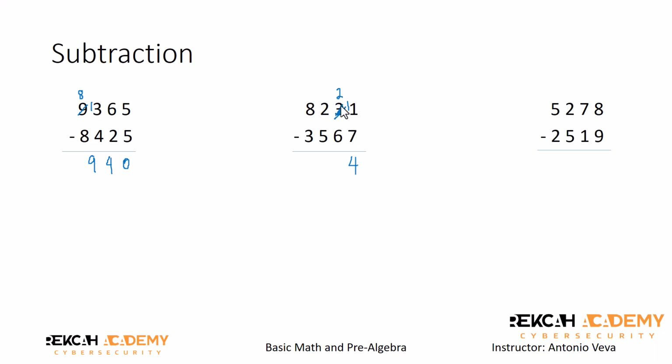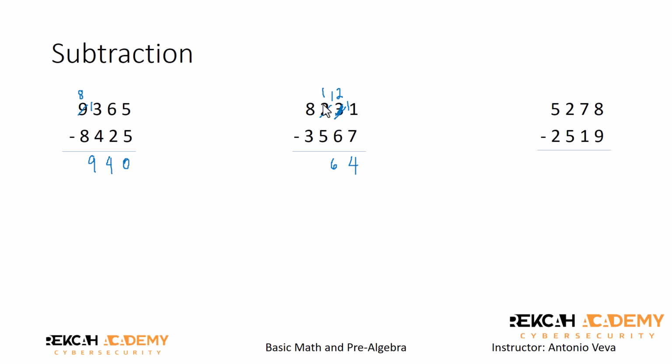Now we have a smaller number here, and the number below is 6, and we cannot do that, so we have to go to the next column and take the 1 from there, which is the hundreds column. This is going to become 1, and the one we took from the hundreds column, we put in front of this number 2. So 12 minus 6 gives us 6.